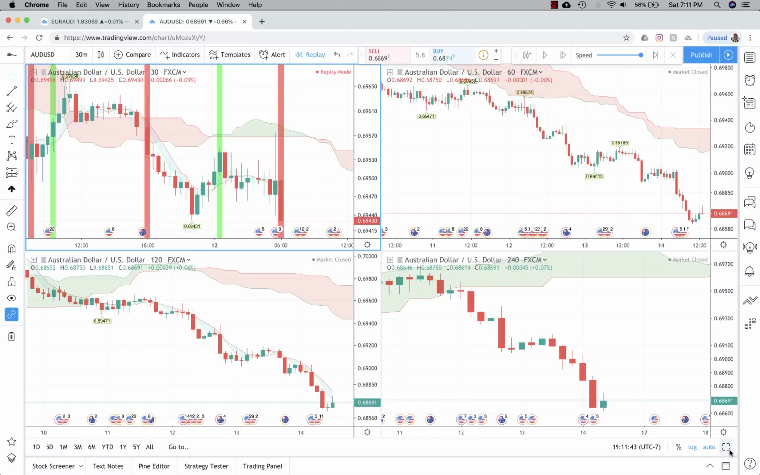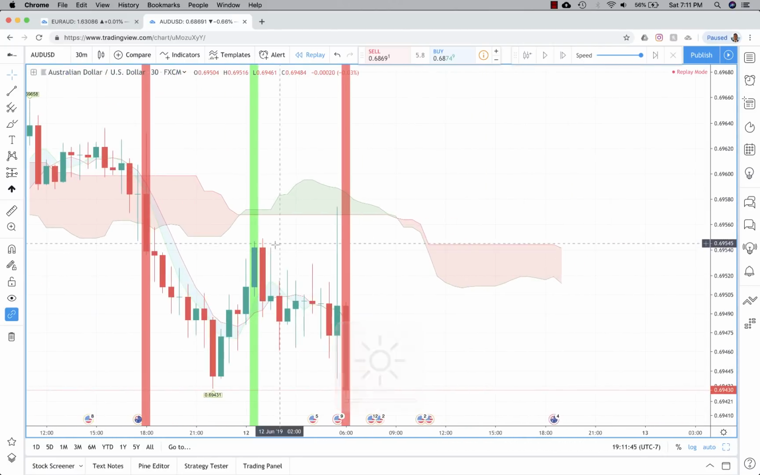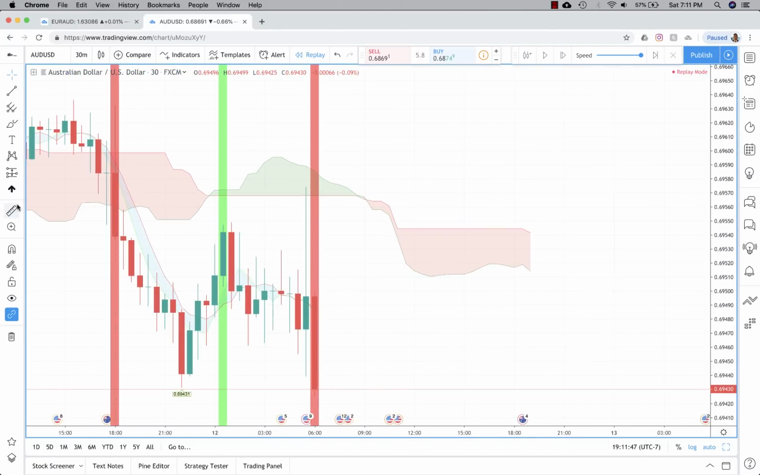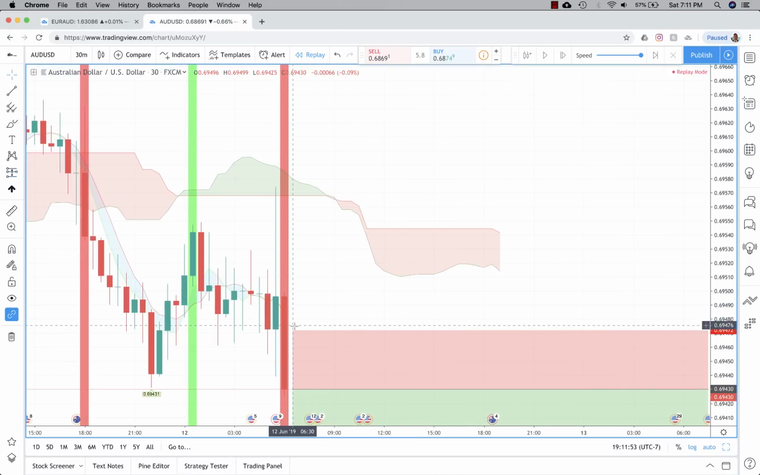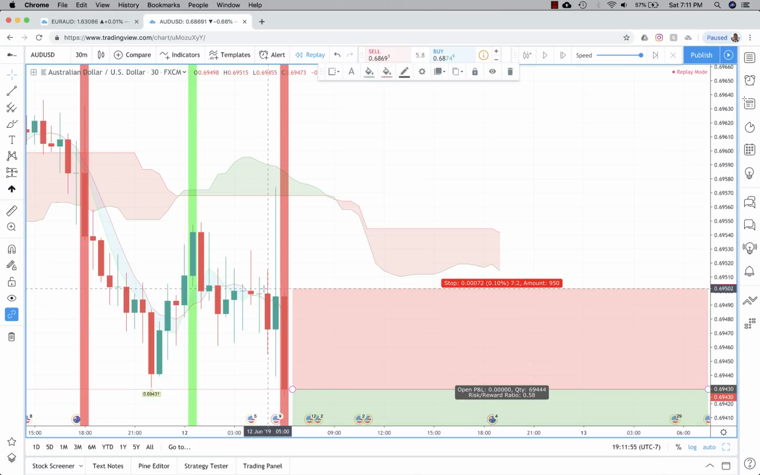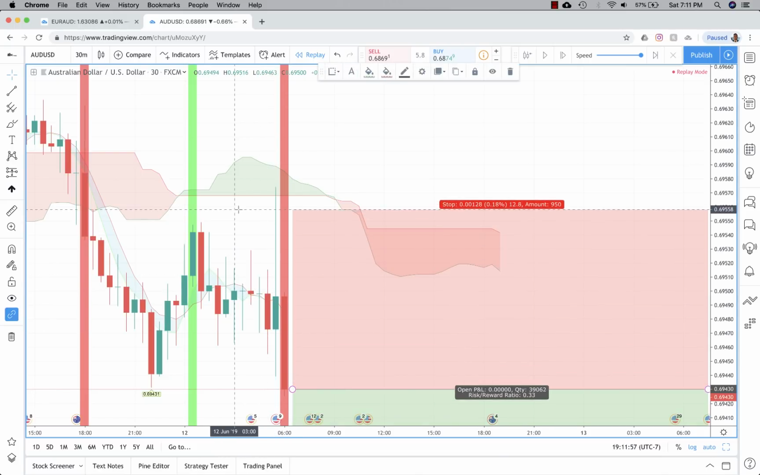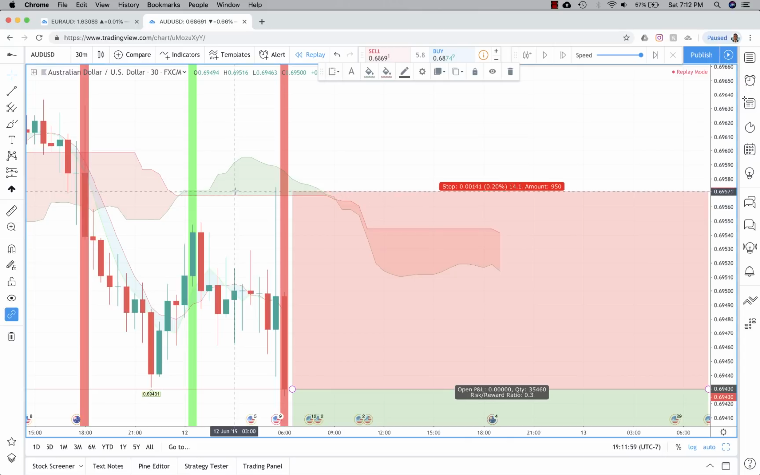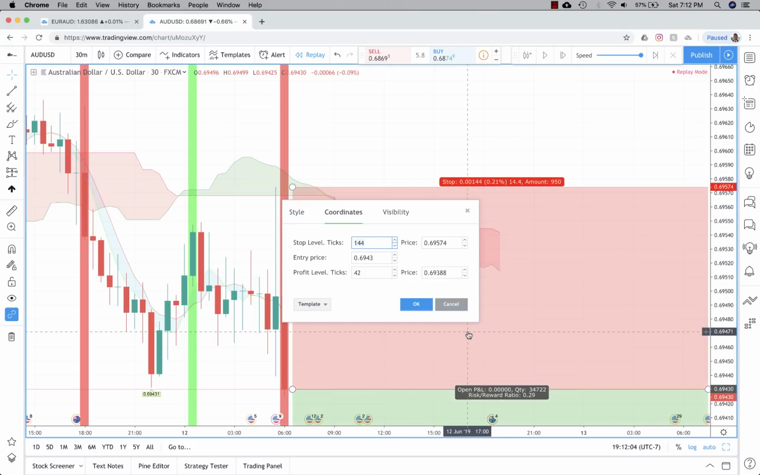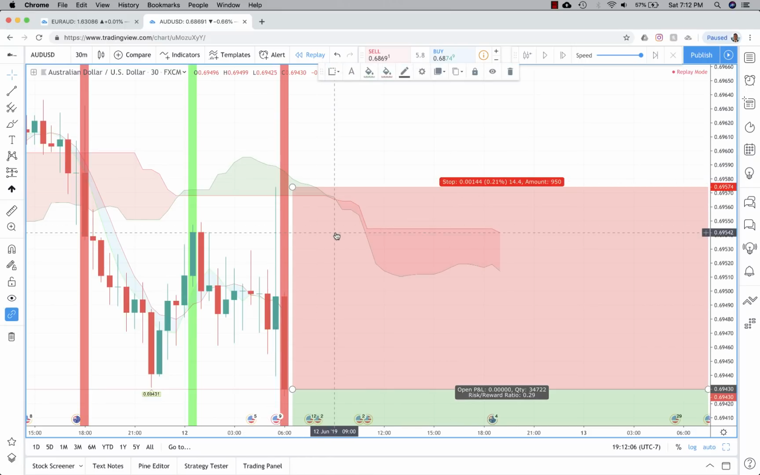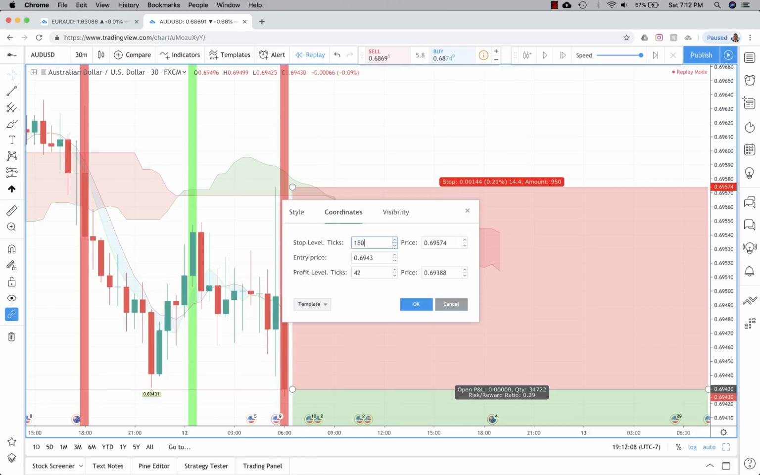So I'll maximize this so you guys can see. So right here we would take a sell position. And we would put our stop loss at the previous swing high, which would be right here. So we'd set that to, and let's round it up to 15. You guys can always round it up. It doesn't have to be exact.